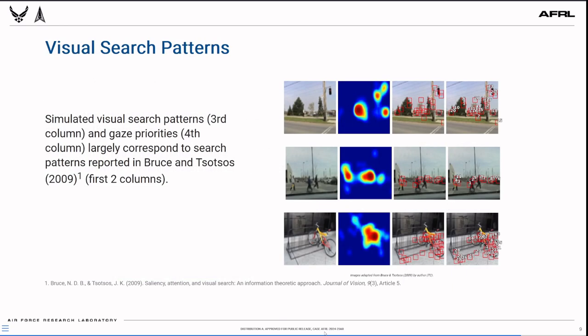In terms of empirical data, we were able to replicate visual search patterns that have been shown in the literature before. Specifically, we were able to look at a paper by Bruce and Tsotsos in 2009, and we were able to replicate the visual search patterns that they gave in their paper. We were also able to report the gaze priorities, so where the model decided to look first and second, and so on.